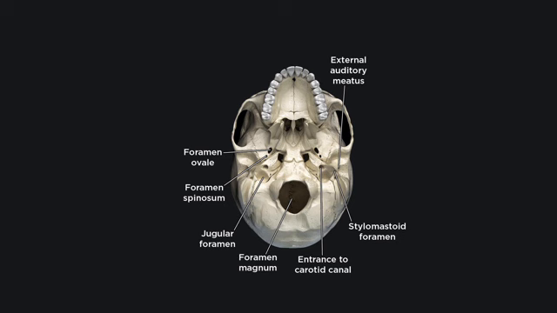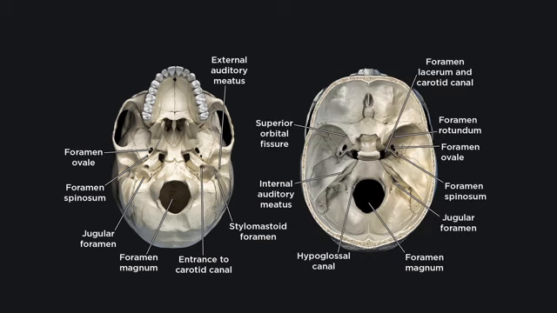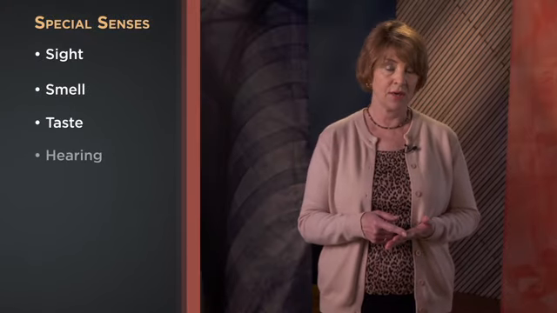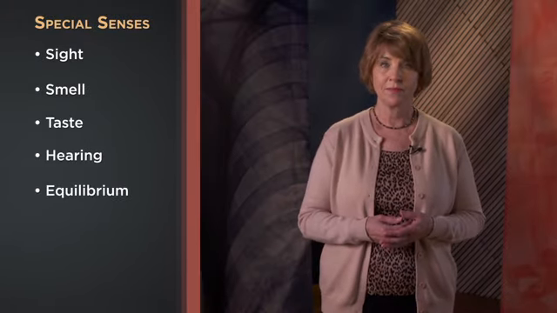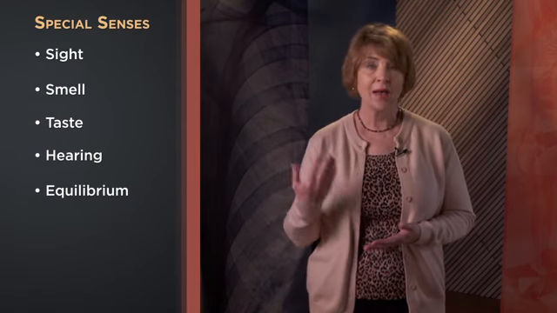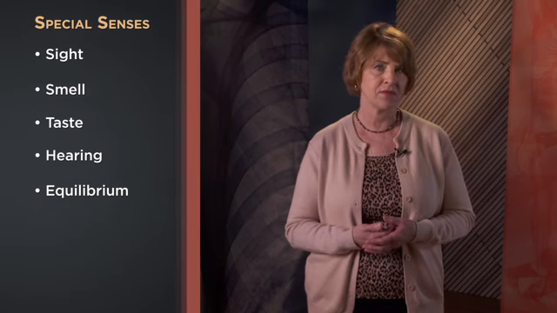And with the skull cap removed, we can see that there are just as many openings inside the skull. These passages are also the means by which nerves and vessels communicate between the head and neck, or relay our special senses. Several pairs of cranial nerves are devoted to the special senses, which include sight, smell, taste, hearing, and equilibrium. Equilibrium is our special sense of balance maintenance, housed in the inner ear along with the sense of hearing.